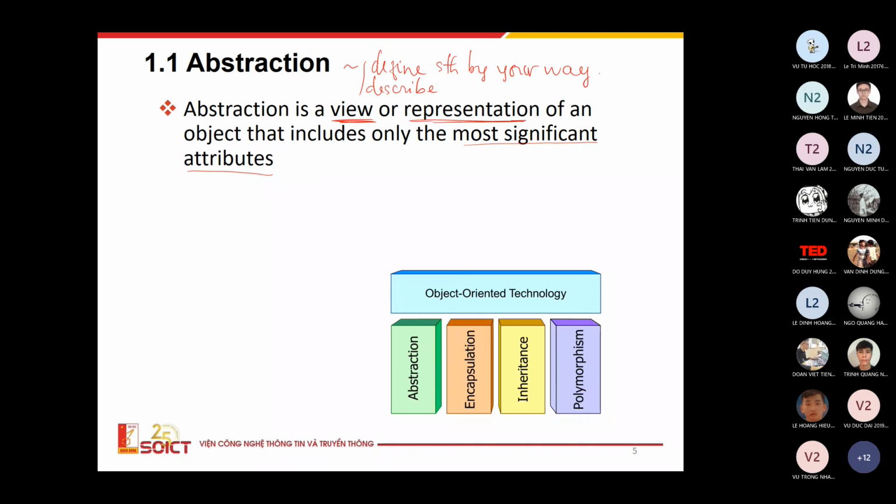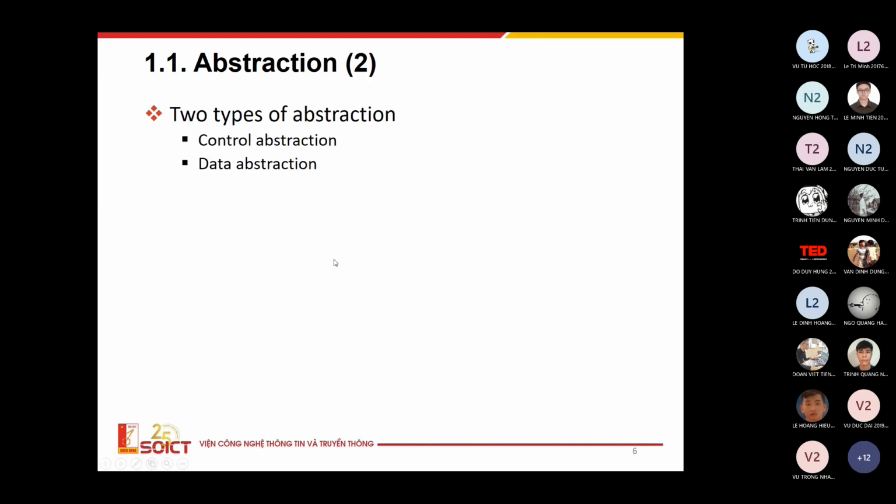And it is one of the very important principles of OOP. Be careful that the most significant attribute or property means the property that can help you distinguish this object from the others. And there are 2 types of abstraction. Maybe you know already from the first lesson. These are control abstraction and data abstraction.